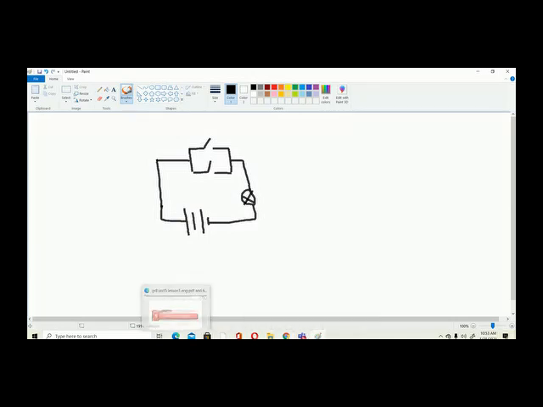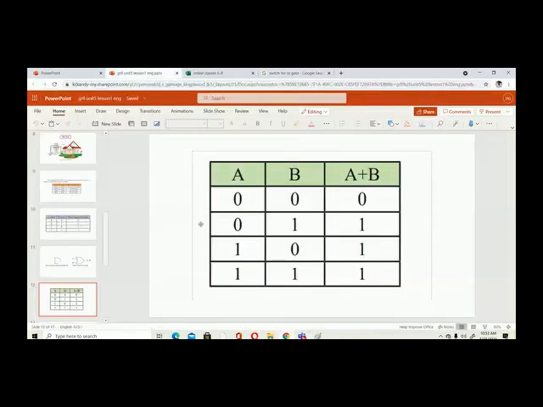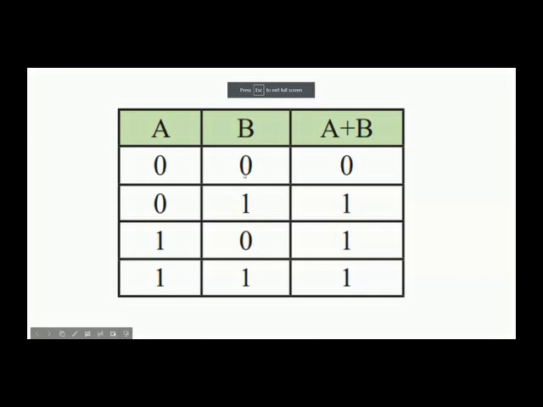Then let's go to the next one. So the truth table is like this. If you get two zeros, the output is 0. If you get 1 for either of these inputs, you get 1 as the output. This is the OR gate truth table.